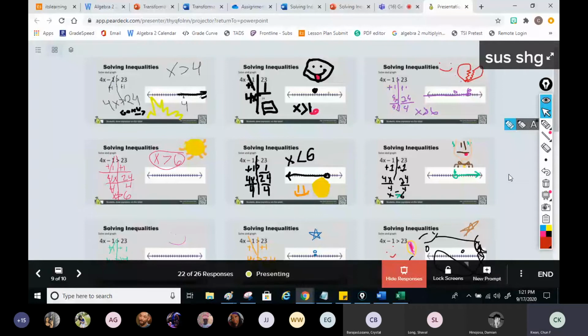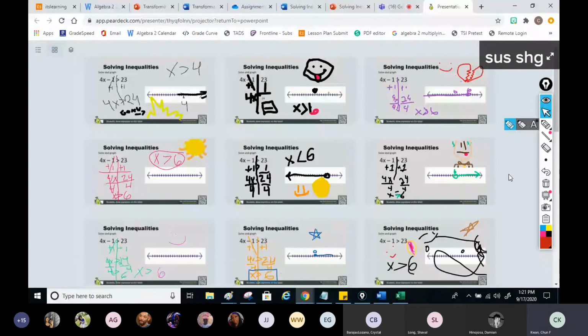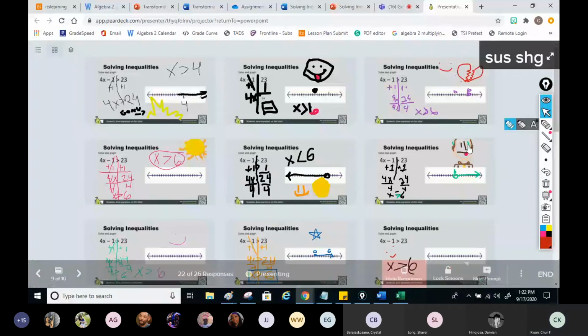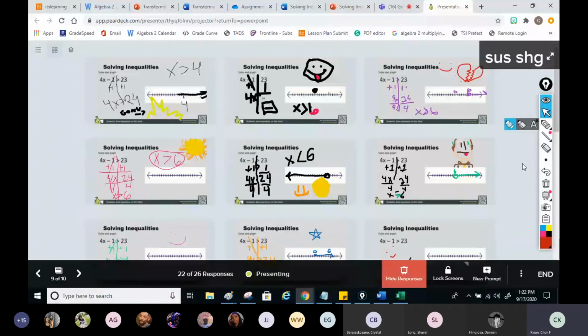And then, okay, broken heart with a red smiley face. You already got the correct answer. It is x greater than 6. There you go. Numbers that are greater than 6, are they on the left or right? You have to shade the right. Correct. That's it. You got it. Perfect.